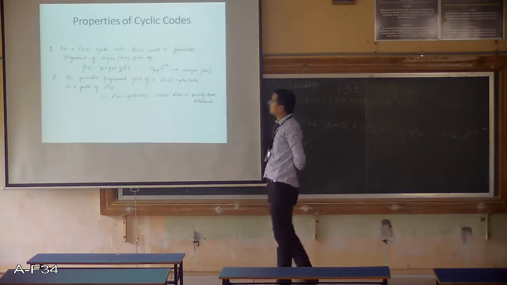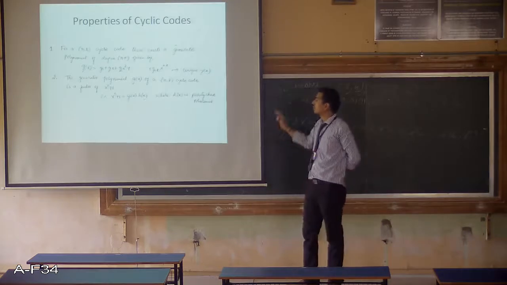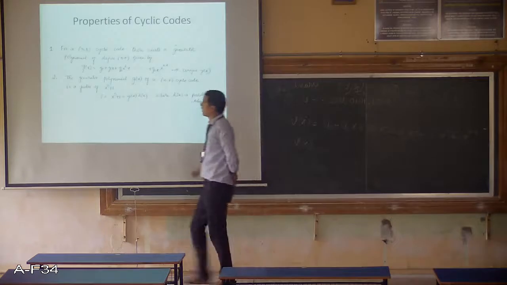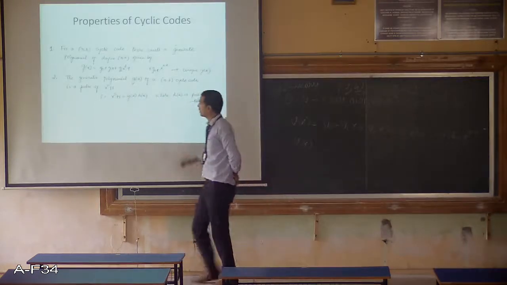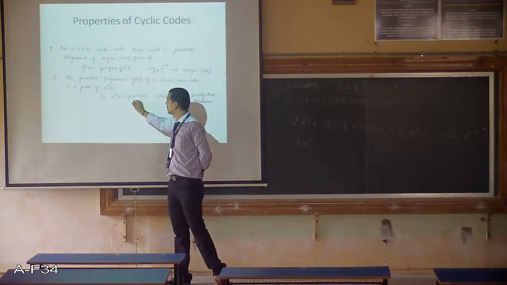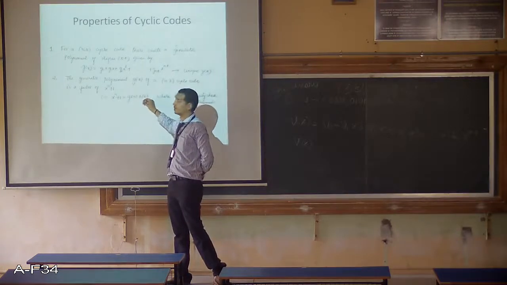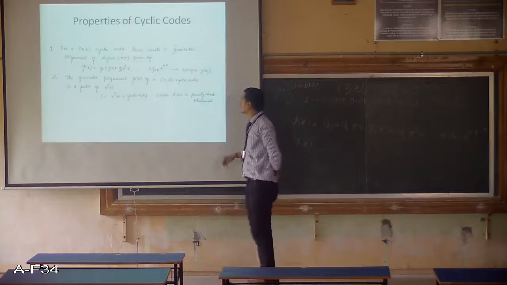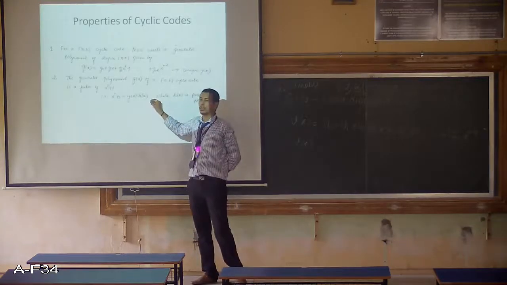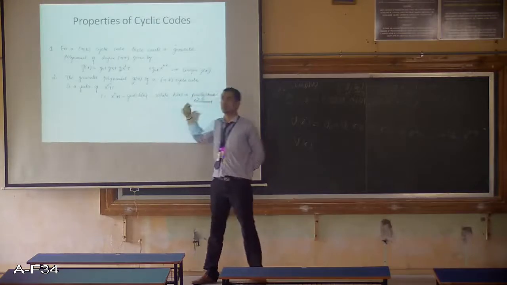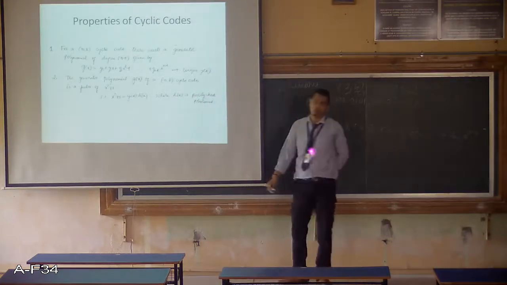The generator polynomial g of x of an (n, k) cyclic code is a factor of x to the power n plus 1. That is given by x to the power n plus 1 equals g of x into h of x. Here g of x is the generator polynomial, and h of x is the parity check polynomial. We will use this equation at later stages. That equation is very much important.